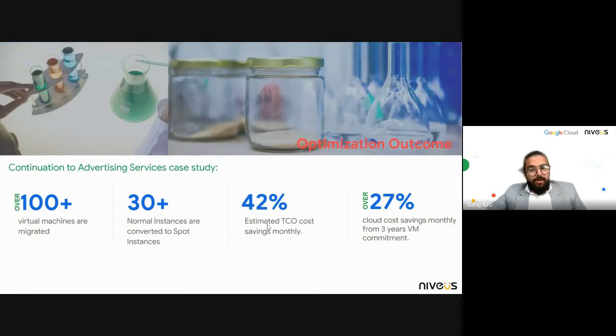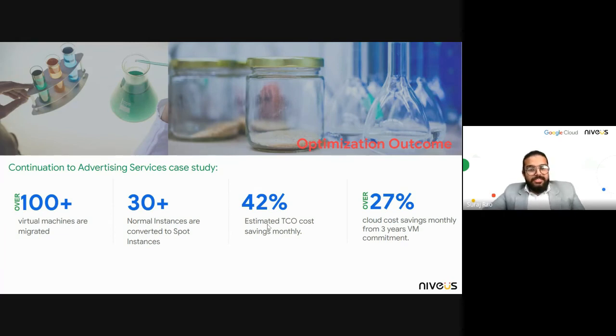Coming to the outcome of the second use case study, which is the advertising service case study, we were able to migrate more than 100 virtual machines within a short span by using the migration tool Stratozone. And we were able to convert their normal instances to spot instances by closely analyzing the kind of applications that they hosted on the cloud.